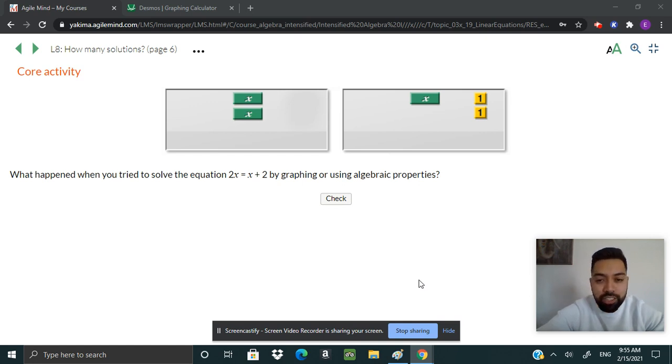So now, you're not always going to have algebra tiles laying around, or some of these problems might start getting larger so that algebra tiles aren't as efficient. And so that's when graphing and algebraic properties comes in. Okay, so let's take a look.